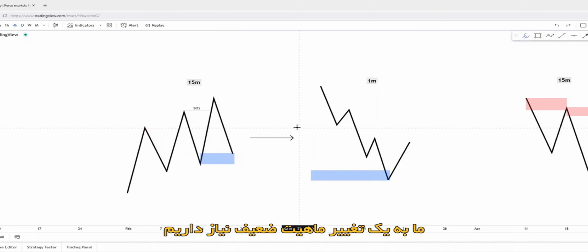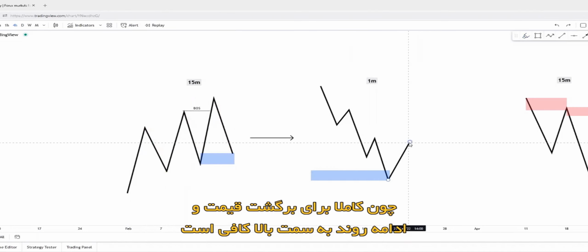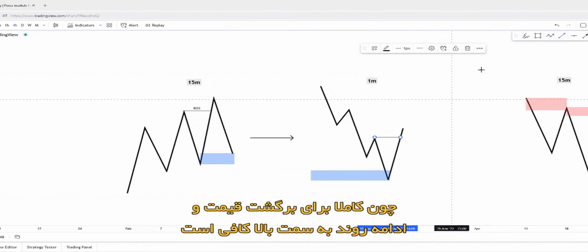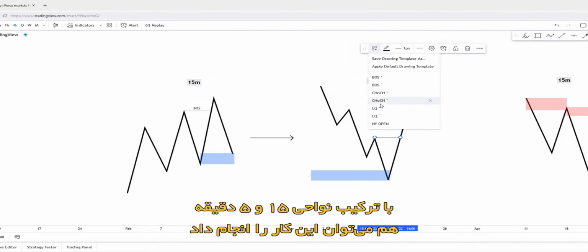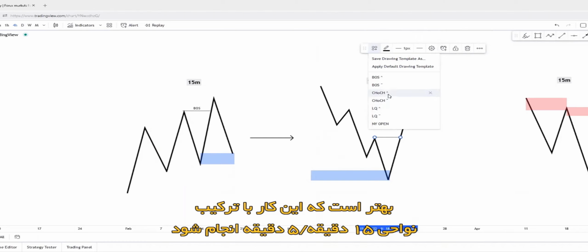We need a single weak change of character because that will be perfectly enough to reverse price and continue the main trend movement to the upside. And this can be combined with the 15-minute POIs / 5-minute POIs, as I said. These are the best to be combined with the 15-minute / 5-minute POIs.